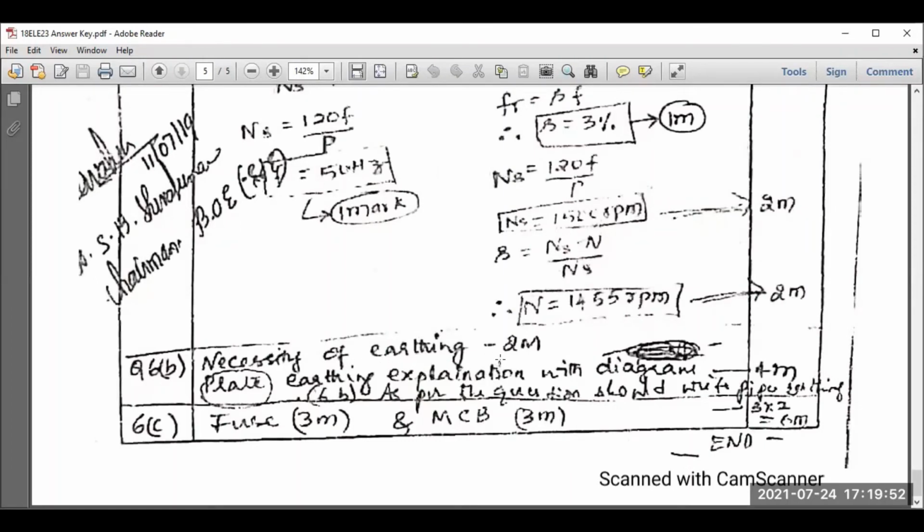Later I mentioned earthing, so the importance of earthing carries 2 marks. Plate earthing, if you write it, you will get 4 marks. Write in depth and add more technical content.